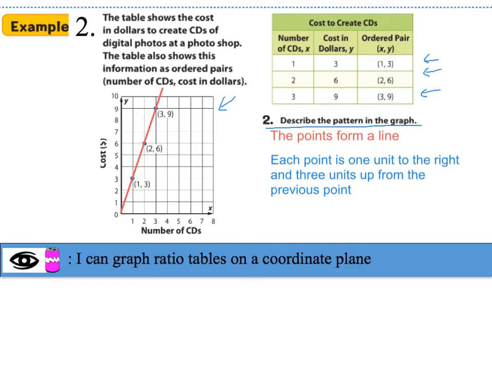Know that the points can form a line. By looking at our graph, we notice that each point is 1 unit to the right and 3 units up from the previous point. So if we look at our graph, if we start at 0, 0, my pattern says go 1 unit to the right, 3 units up. 1 unit to the right, 3 units up. 1 unit to the right, 3 units up. And that pattern should continue throughout the entire line. So we know that the cost increases by $3 for every CD.